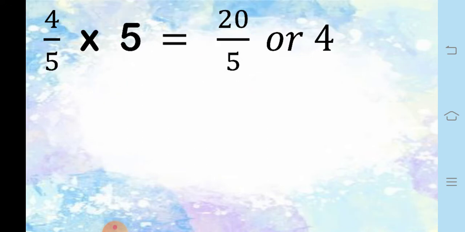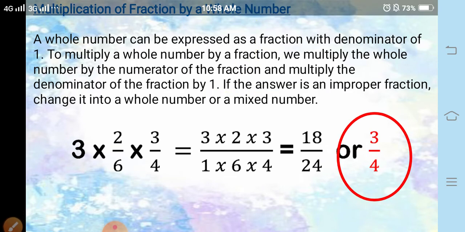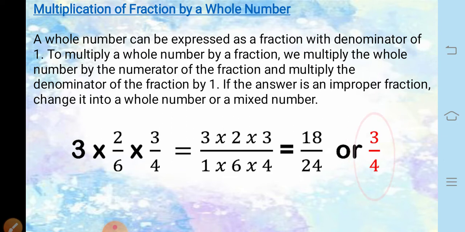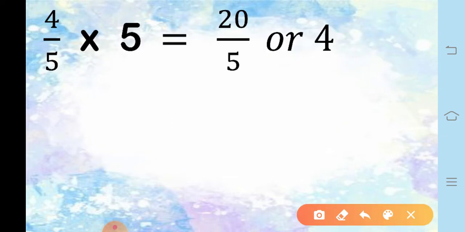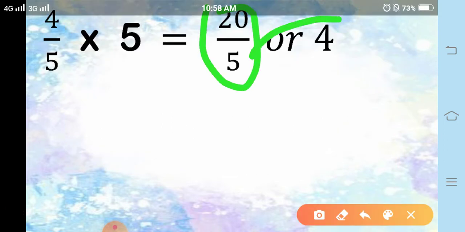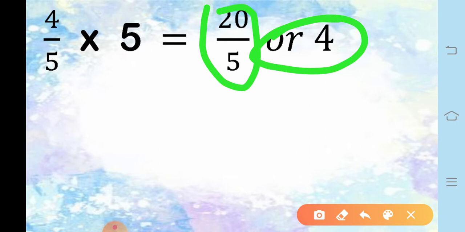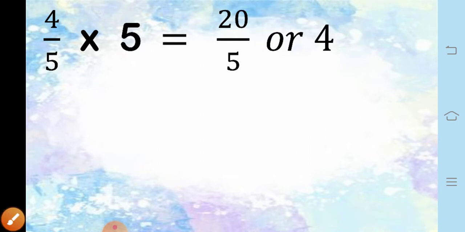Okay, so is it the final answer? No, because 20 divided by 5 is equal to 4. That's why we get the final answer of 4.